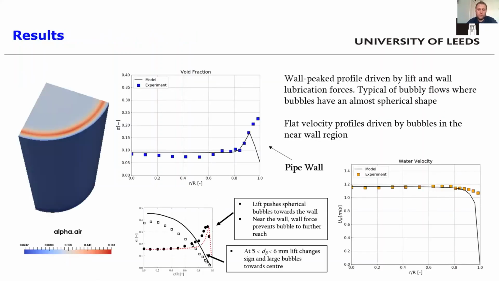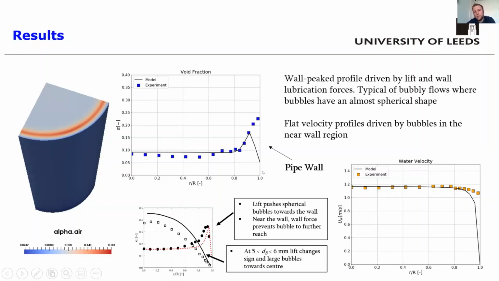Now let's have a look at some results just briefly. This is a 3D image of the pipe. You see that this is the volume fraction. You have an almost constant volume fraction in the center of the pipe, then a peak at the wall, and a decrease towards the wall again, which is a common feature of these bubbly flows. You see that we don't predict the experiment perfectly well, although we predict that peak.